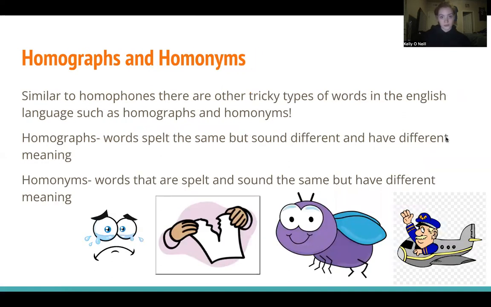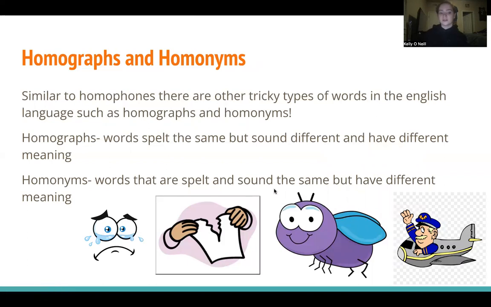Similar to homophones, there are also homographs and homonyms. These are tricky words in the English language. This is because they're also similar, and sometimes it can get confusing, especially if you're learning English or if you're learning how to read and write. Homographs are words that are spelt the same but sound different, and they have a different meaning. And homonyms are words that are spelt the same and sound the same, but they have different meanings.